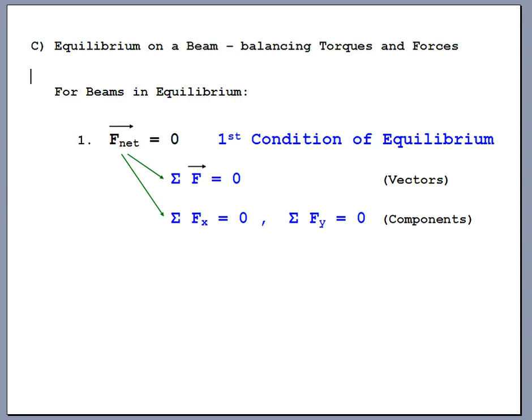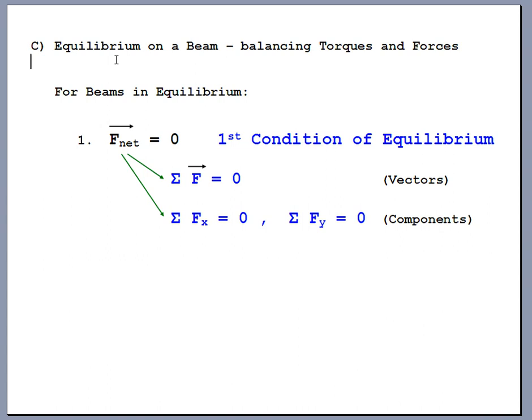So what we have for beams that are in equilibrium, so this is a little bit different from just points that are in equilibrium. For a beam that's in equilibrium, that could be like a diving board or a bookshelf or a bridge, a table. For a beam that's in equilibrium, we still have the first condition of equilibrium. That is exactly the same as what we had for a point that's in equilibrium. We want to make sure that all the forces add to 0. That's the first condition of equilibrium.